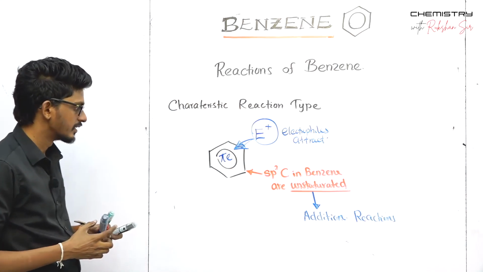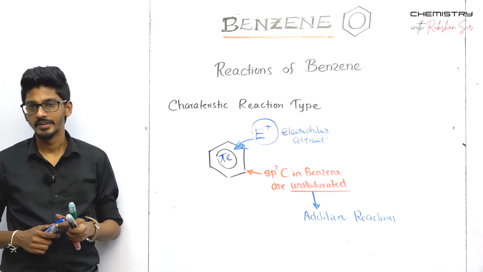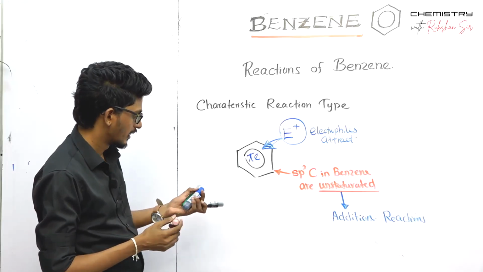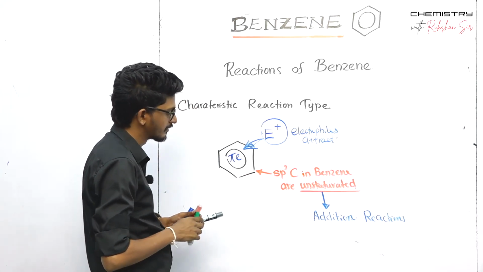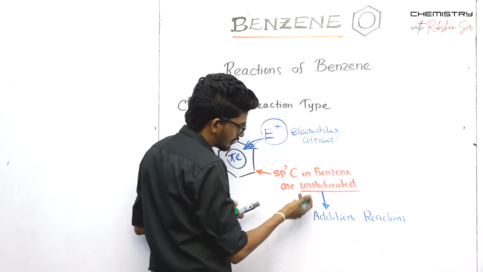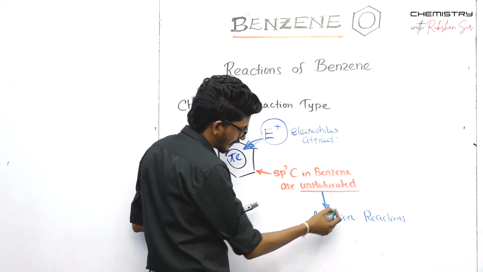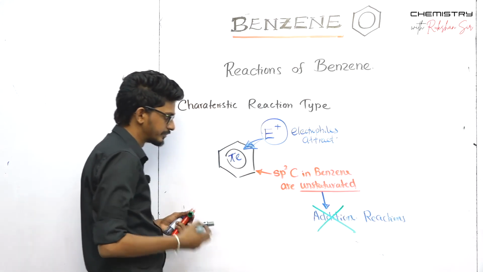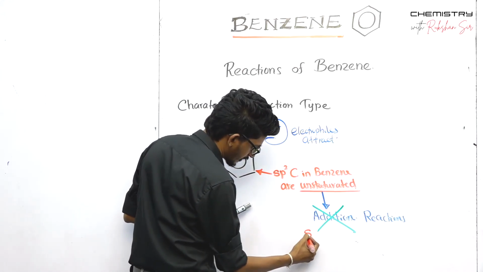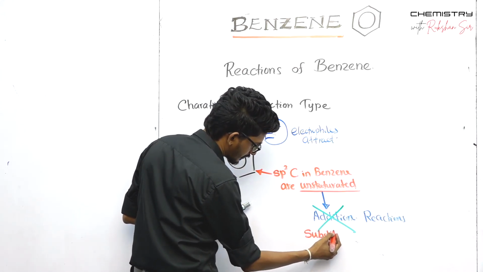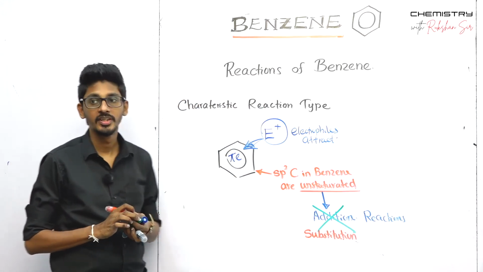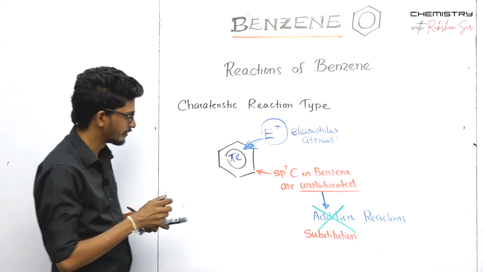But benzene is actually a VIP, and we had discussed this earlier as well. Even though additions are the ones normally carried out by unsaturated carbons, in benzene additions won't occur. Benzene undergoes substitutions. Why is that? You should know the reason as well.